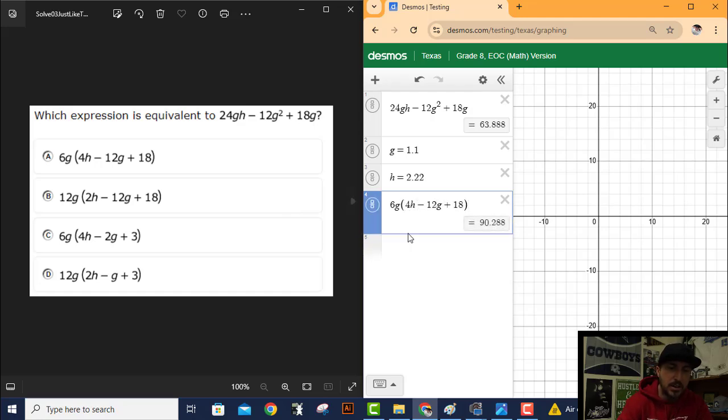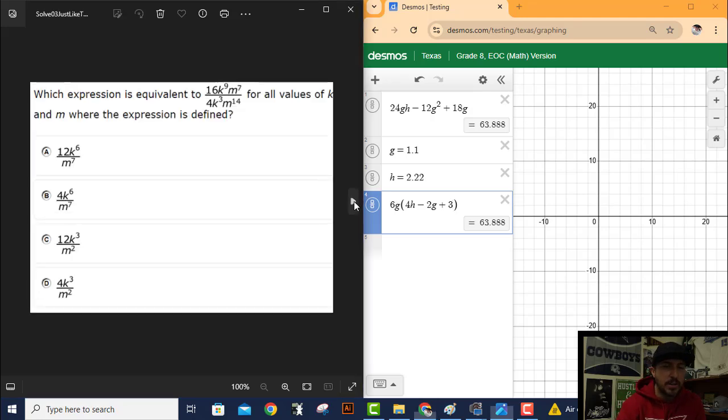Plus 18. Is this correct? No, it's not. I'm looking for a 63 point something. Also, make sure you type this in correctly. Otherwise, you got to go back and type them in again. Now I'm on choice B. This is a 2. That's okay. Nope, this is incorrect. Now I'm on choice C. This is a 4. Minus 2 plus 3. Got it. It's choice C. I found the match. Now you're done. Go to the next one.